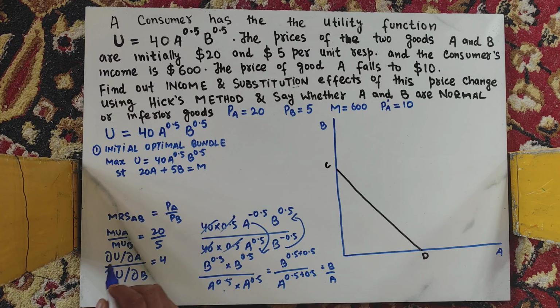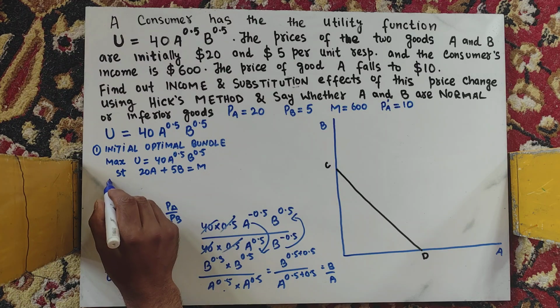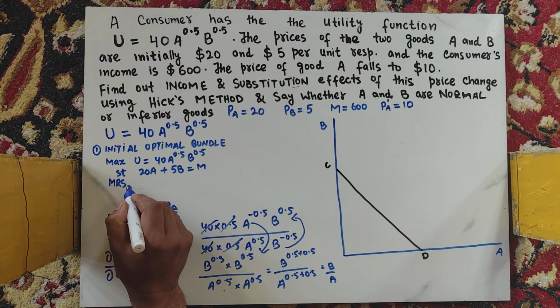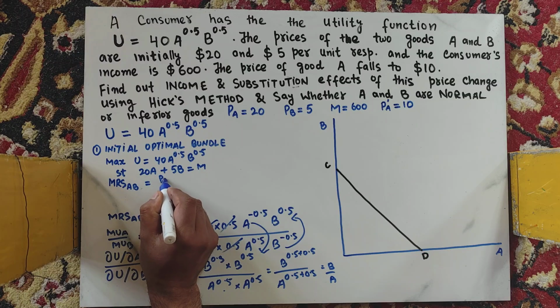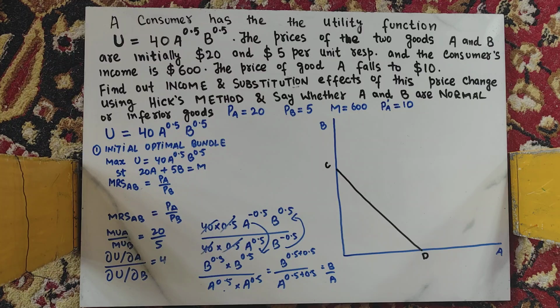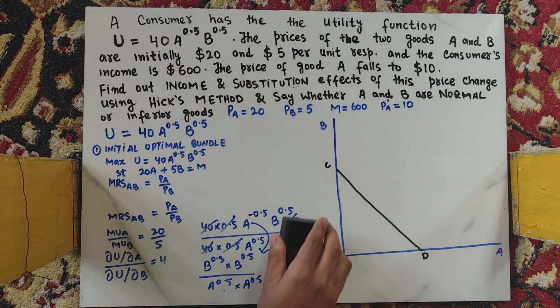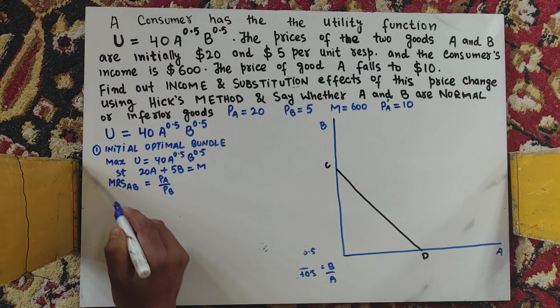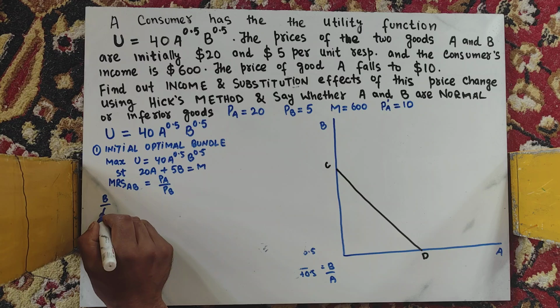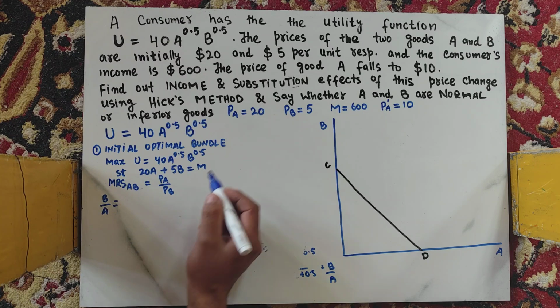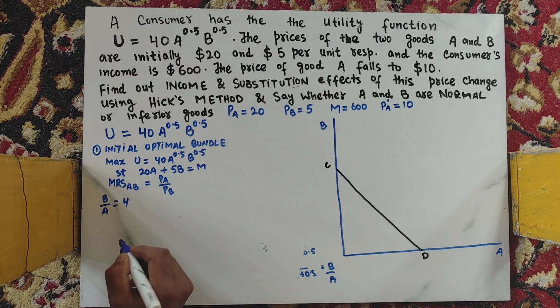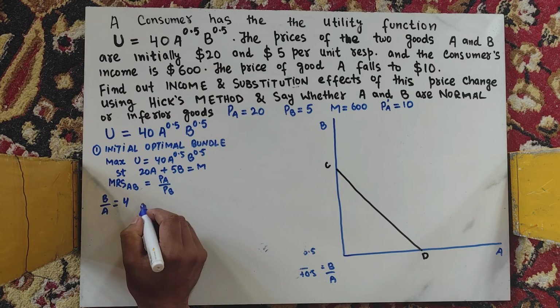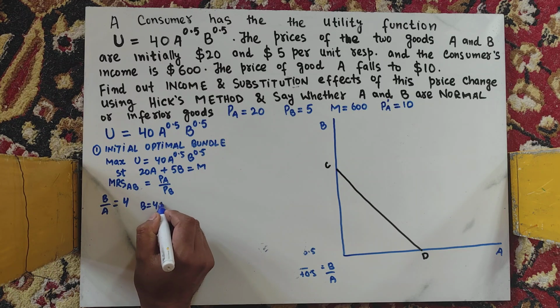That is, MRS between A and B should be equal to the ratio of the price of A upon price of B. And MRS came out to be B upon A. Let me rub this out now. So MRS came out to be B upon A. So B upon A should be equal to price of A upon price of B, which is 20 upon 5. We calculated it as 4, which implies B will be equal to 4 times A.